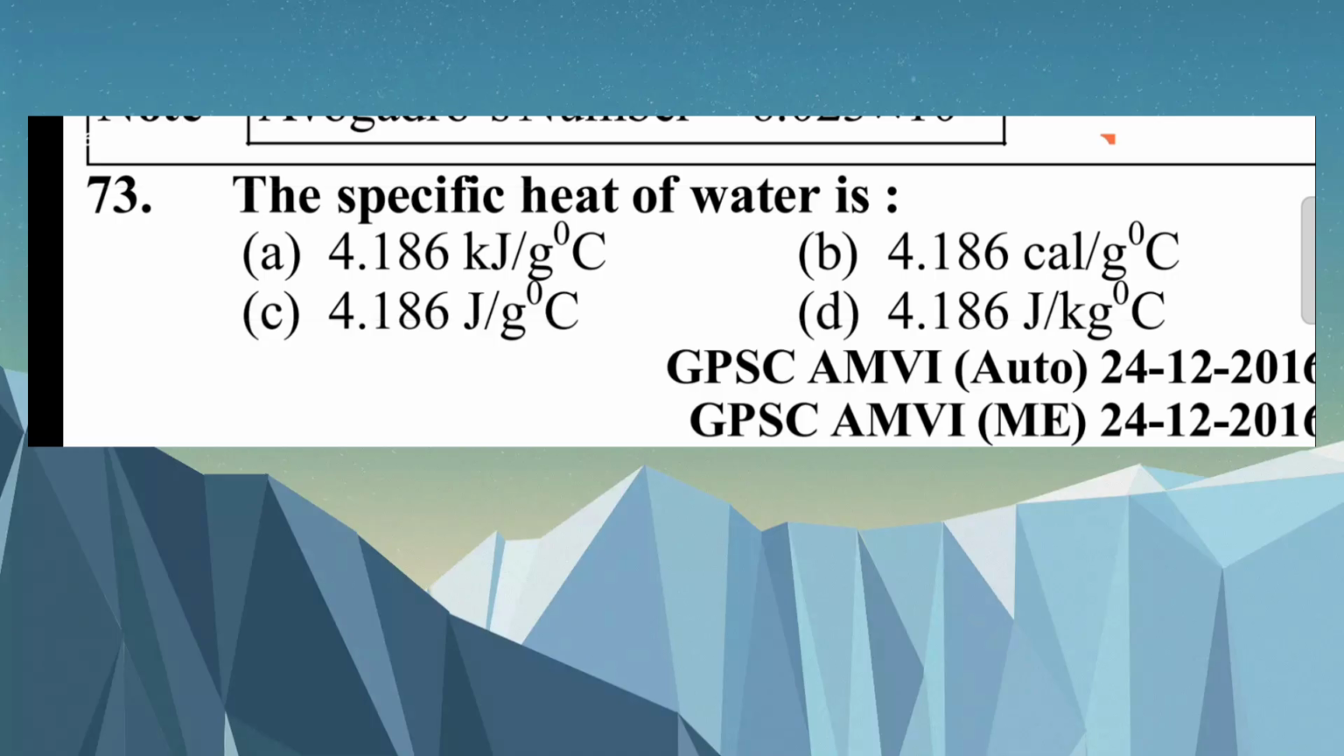The specific heat of water is: A, 4.186 किलोजूल पर डिग्री सेंटीग्रेड; B, 4.186 कैलोरी पर ग्राम डिग्री सेंटीग्रेड; C, 4.186 जूल पर ग्राम डिग्री सेंटीग्रेड; D, 4.186 जूल पर किलो केल्विन. देख लेना.